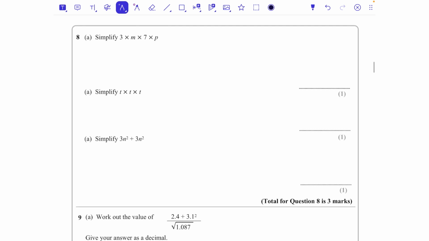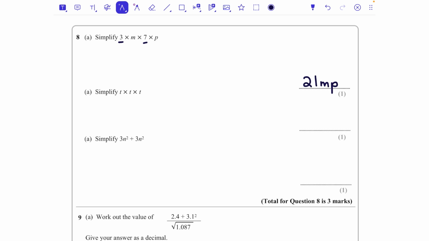Question number 8. Simplify 3 times m times 7 times p. Well, I can multiply 3 times 7 to be 21. And then when we multiply with algebra, we just write the letters next to each other. So 21 m p. You could put pm. It's still not going to be wrong, but we tend to go in alphabetical order. So 21mp would be the best answer there.